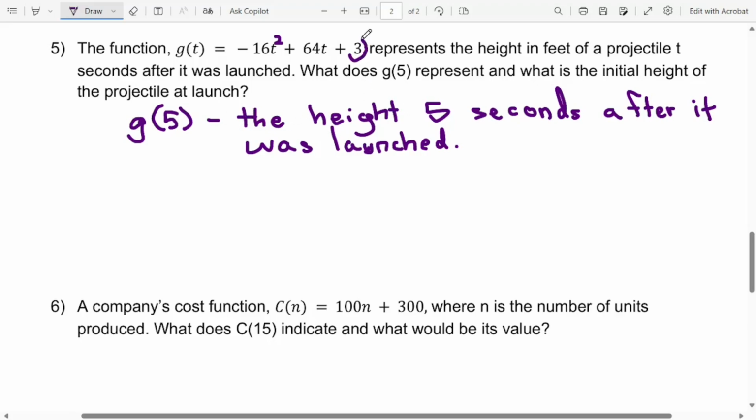That's going to be this plus 3 here, because if t is 0, then we have negative 16 times 0 squared, which is 0, plus 64 times 0, which is also 0. So we're just left with 3 feet is the initial height at launch.